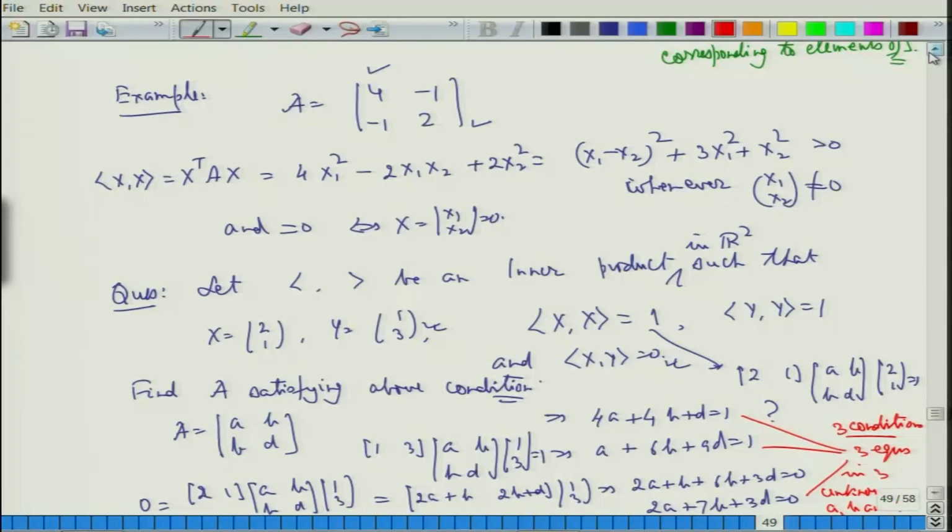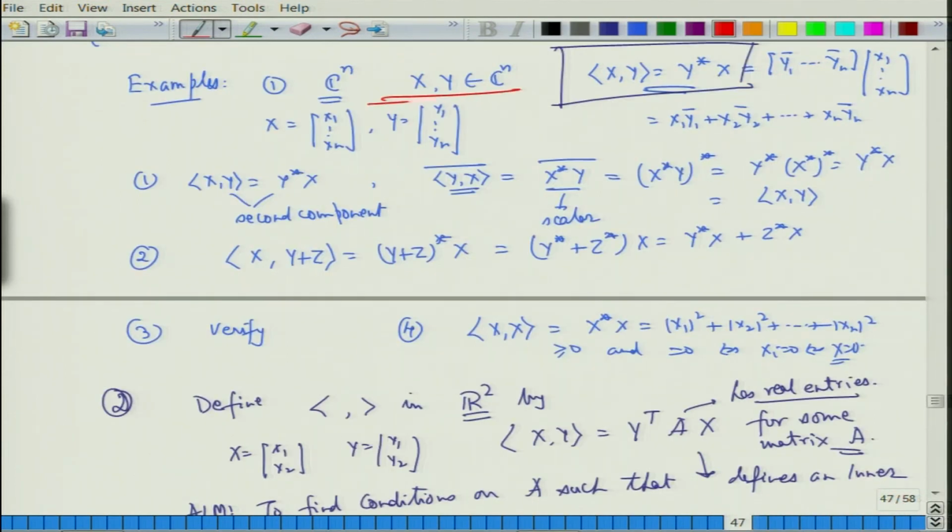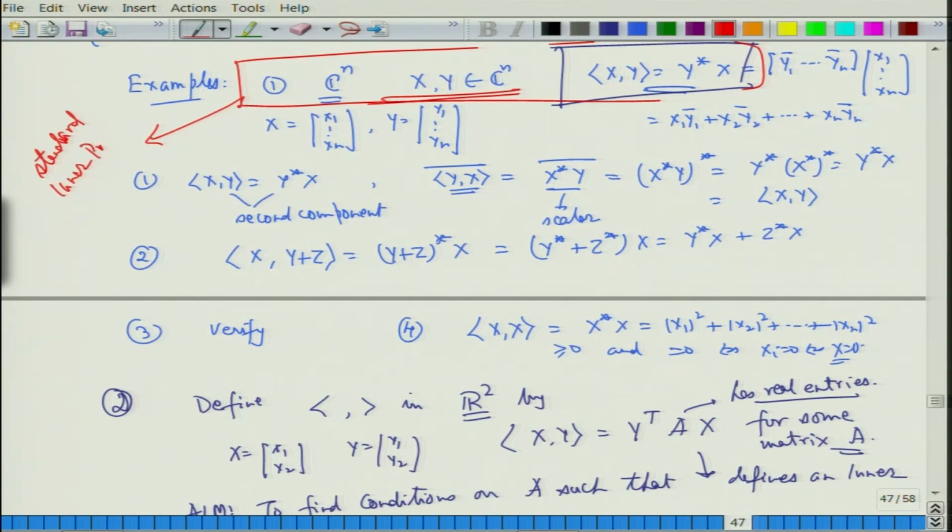A standard inner product means just the dot product itself. Is that okay? Dot product, or we will be looking at the complex one, which will be this part. Is that okay? So mostly we will be looking at this, the standard inner product. But we will look at some more examples, for clarity, fine.